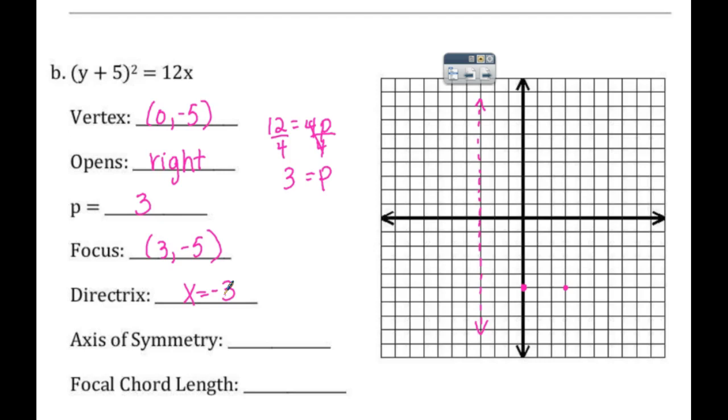So this time, which way does the parabola fold? It folds this way, right? So my axis of symmetry is y equals negative 5. And the focal chord length is 12, which means how much goes on each side? I count from the focal point. So I'm going to count up 6. 1, 2, 3, 4, 5, 6. And down 6.